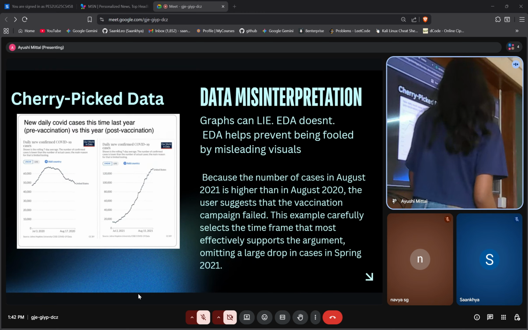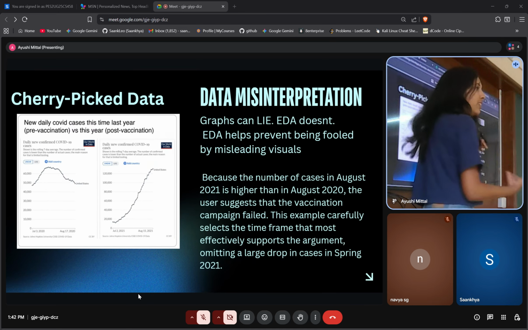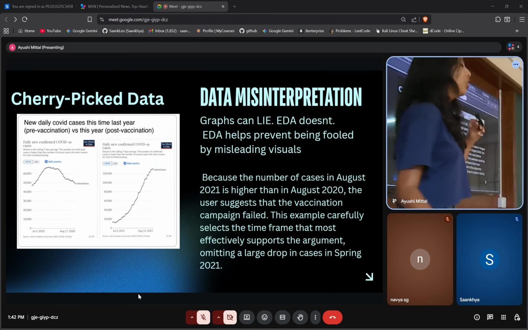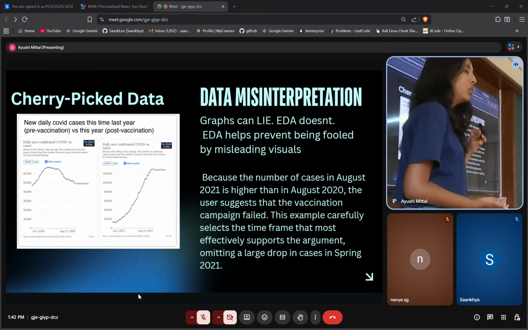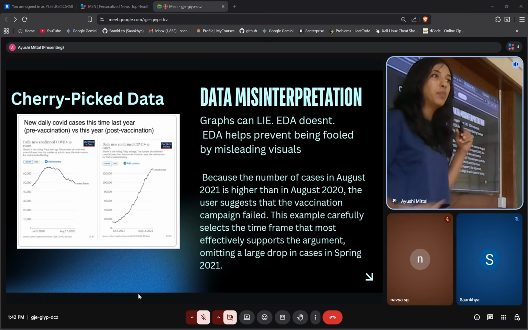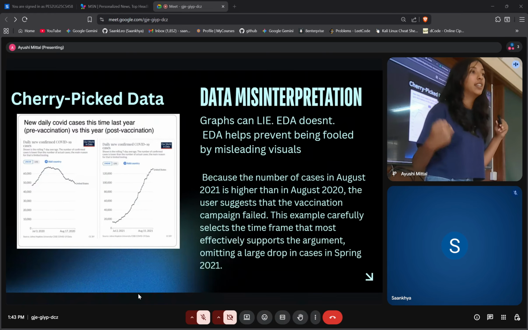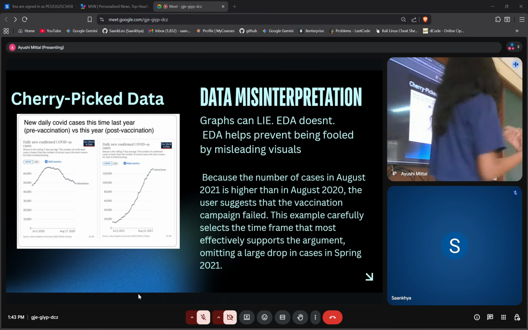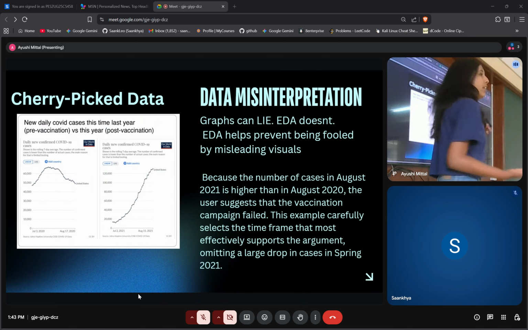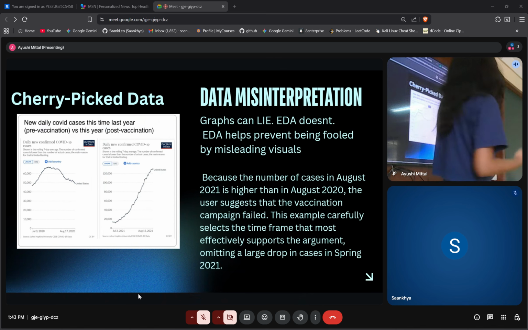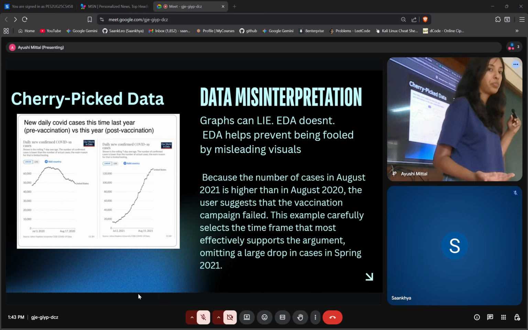So basically, they chose the time frame that is most favorable to their argument, which is called cherry-picking the data. Again, if we actually take the data set and analyze it, we can call it out and say that this is not correct.